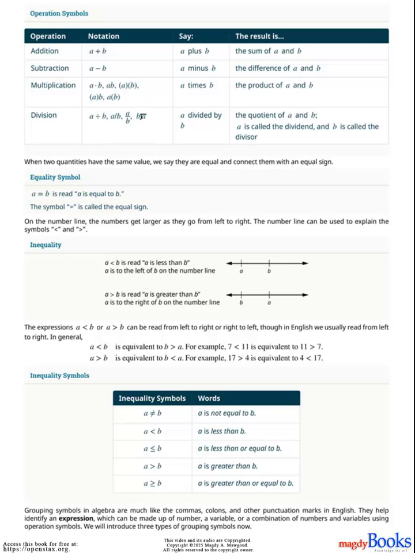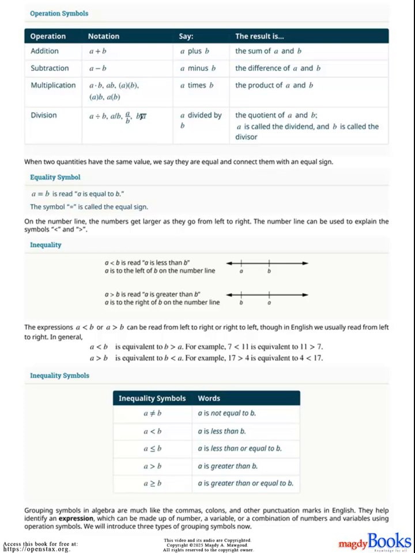D. Equality symbol. a equals b is read a is equal to b. The symbol equals is called the equal sign. On the number line, the numbers get larger as they go from left to right. The number line can be used to explain the symbols less than and greater than.